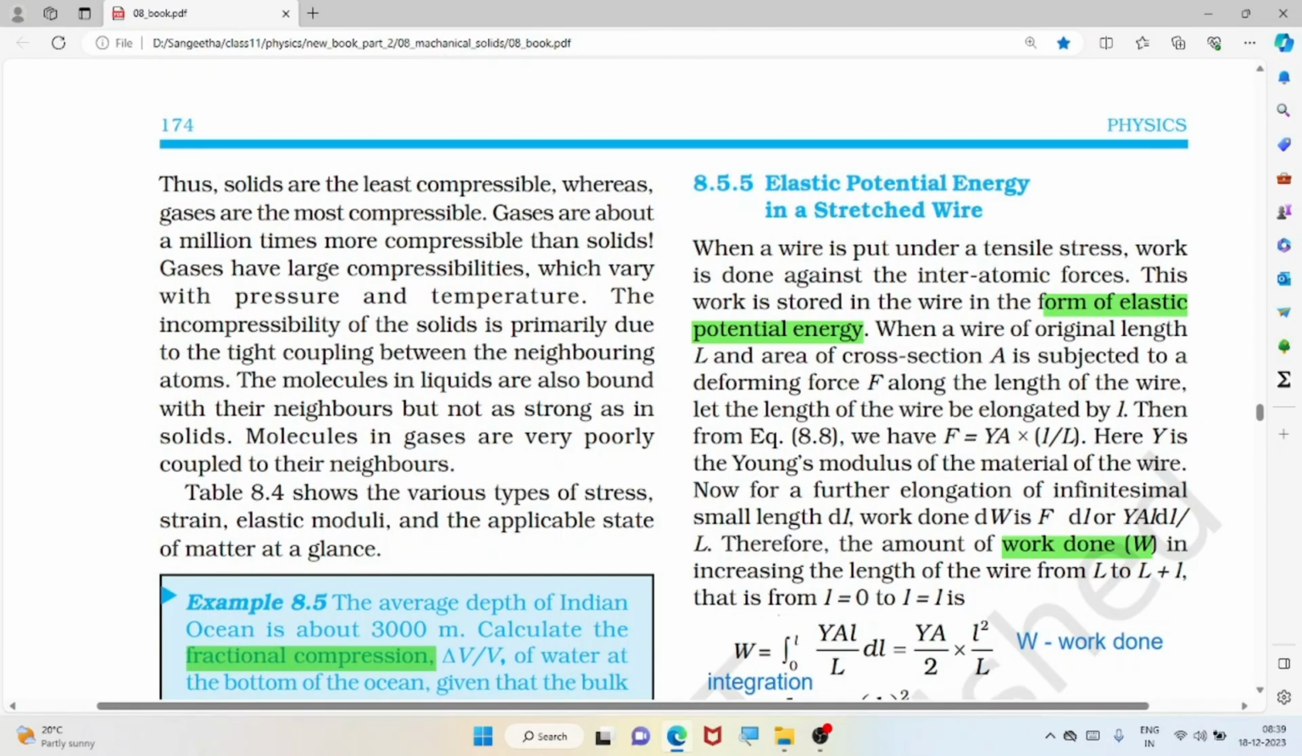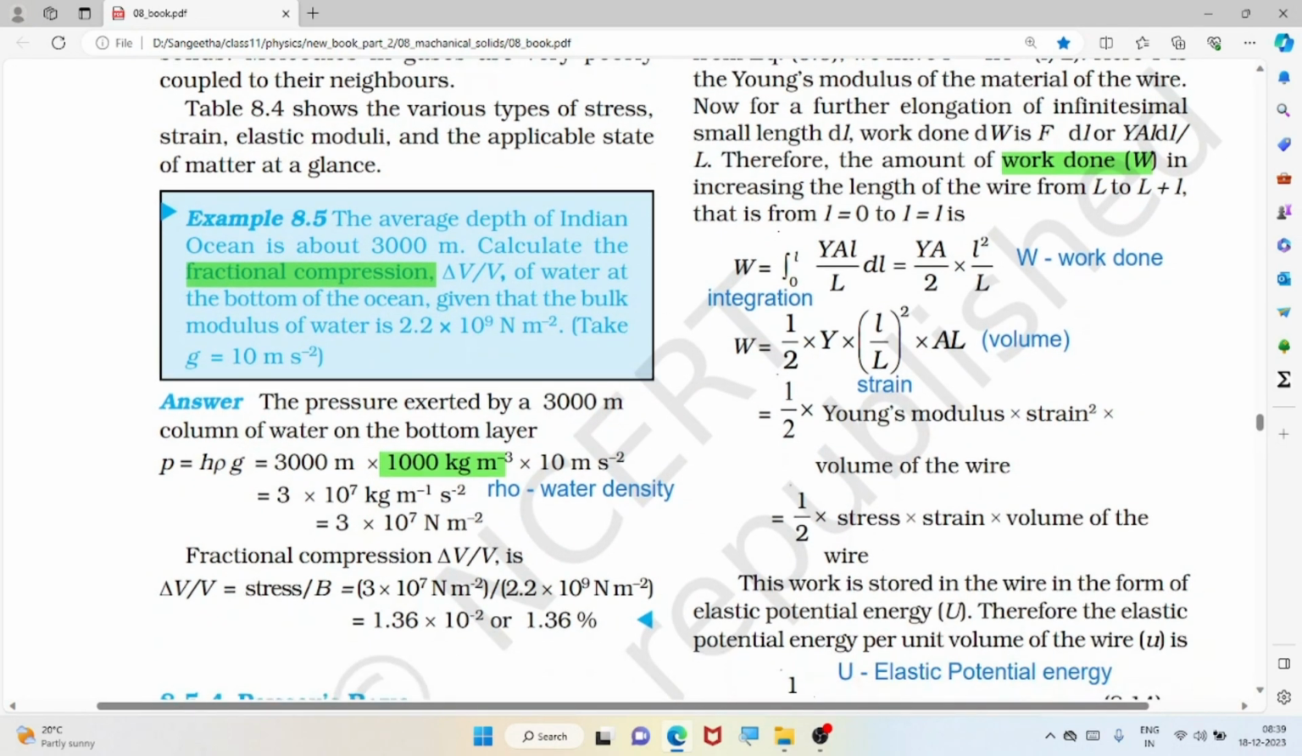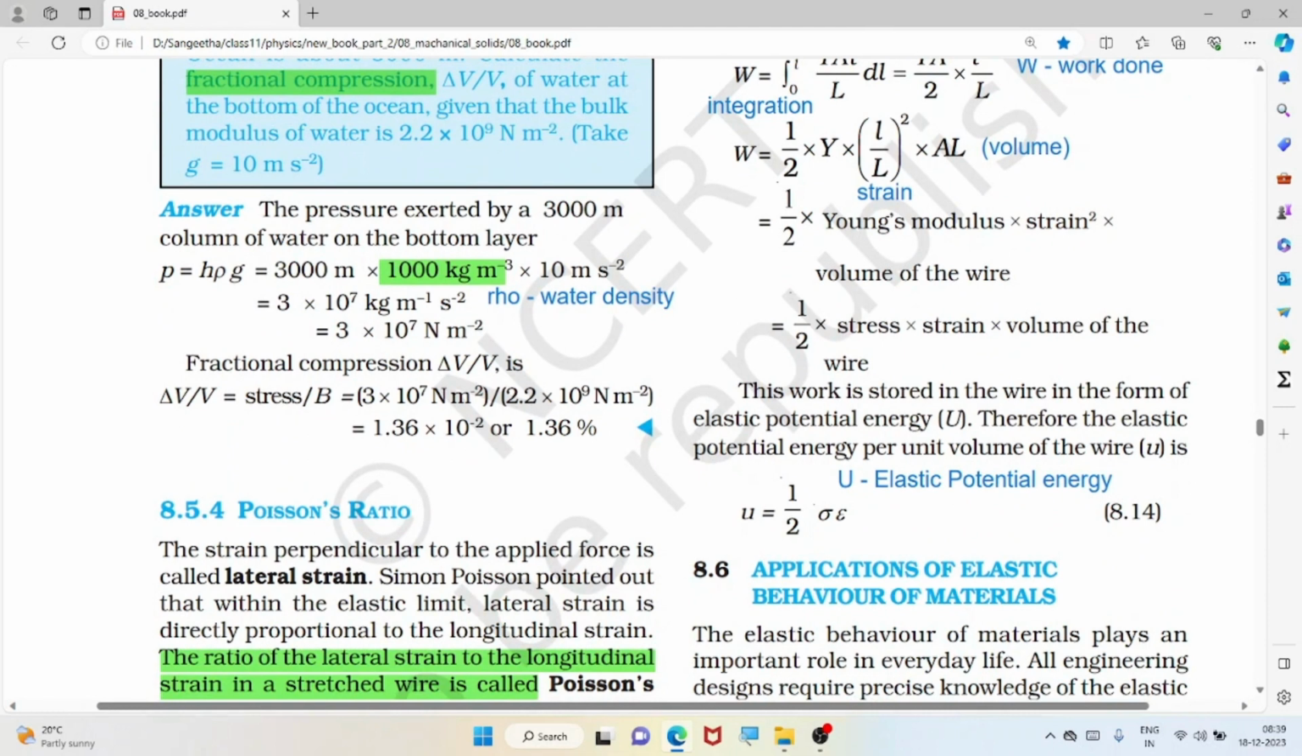This is the elastic potential energy. So you have to integrate from 0 to L, YAL divided by L, with respect to dL. Then you get L square by 2, and if you take the 1 by 2 out, it comes to half into stress into strain into the volume of the wire.